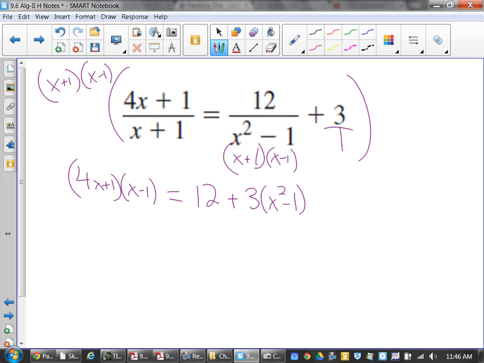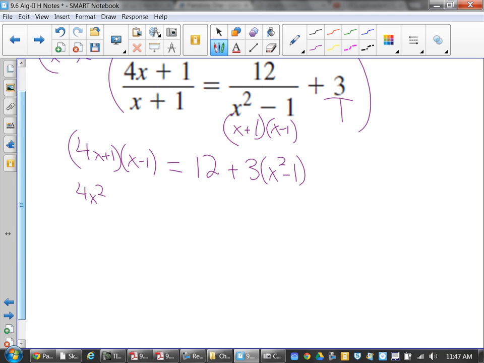x squared minus 1. What I'm doing there is, I know that my common denominator is x minus 1, x plus 1, but that really is x squared minus 1. I'm just shortening up my workload by writing it out like that, just quicker. All right, that's all I'm doing. Now I'm going to distribute and combine like terms on both sides of the equation, see what happens.